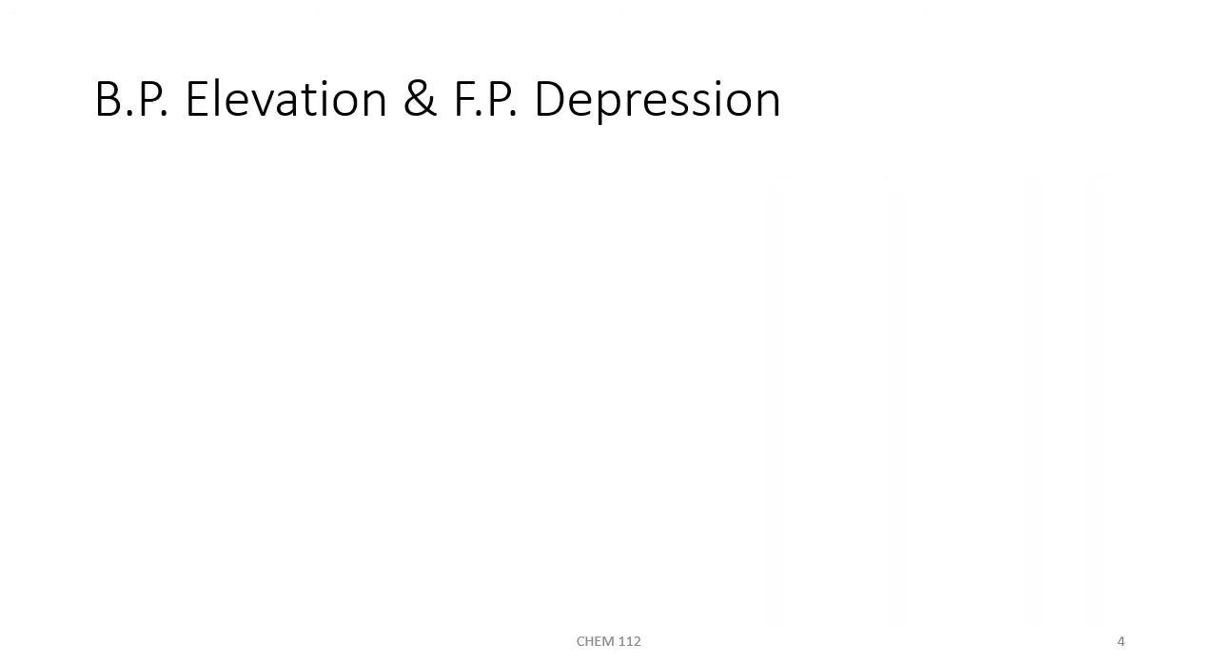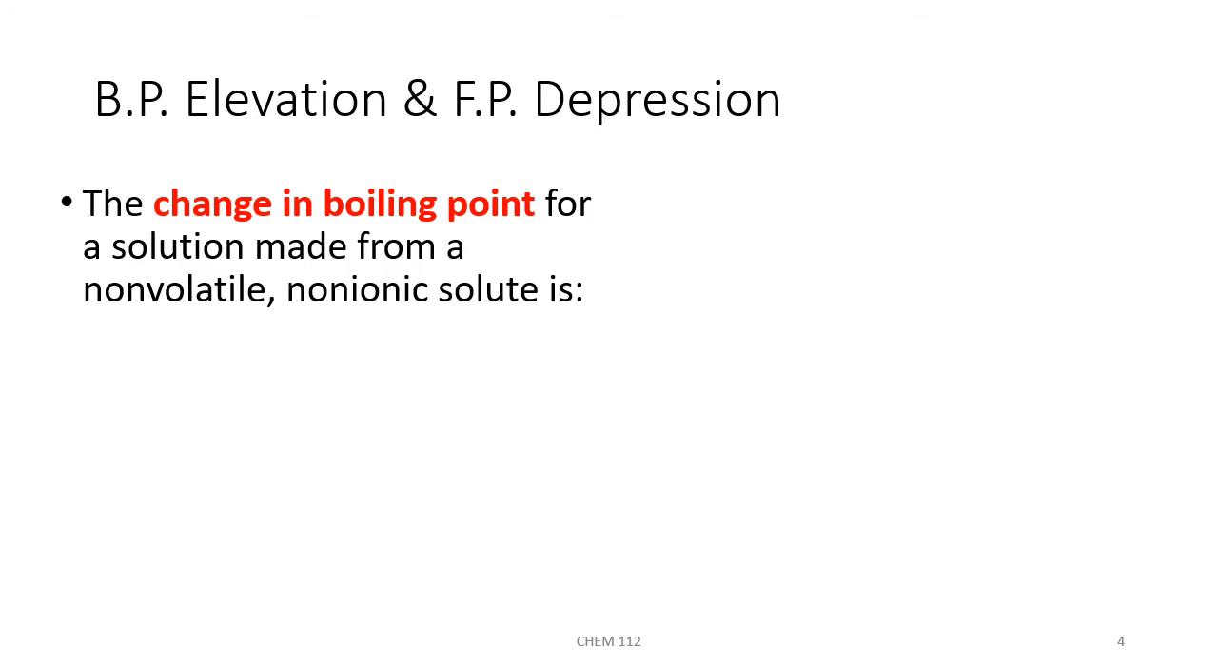Boiling point elevation and freezing point depression are both colligative properties, meaning that how high the temperature can be raised for the boiling point and how low it can be depressed for the freezing point depends only upon the number of particles in solution, and not the identity of those particles. So it doesn't matter what they are, just matters how much of them are present. So let's look at the different formulas for this.